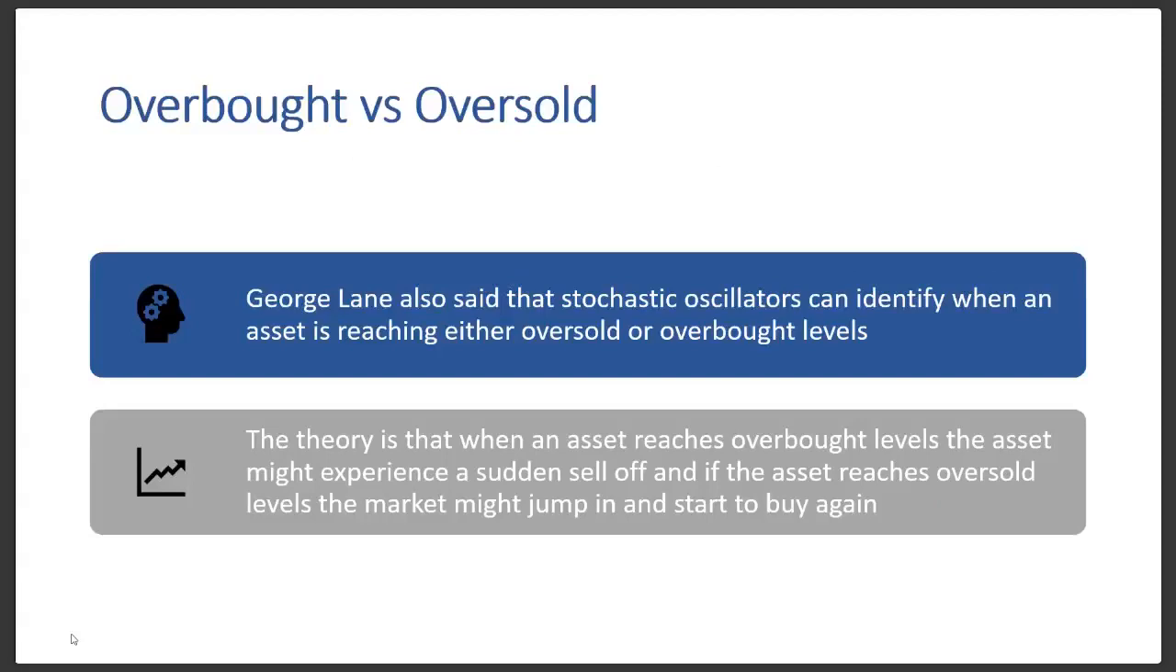And if an asset reaches an overbought level, then there are no buyers in the market, which suddenly means that if it's overbought, the buyers will start to sell off. And if it's oversold, the sellers will start to buy again. And by doing this, it will change the direction of the asset.